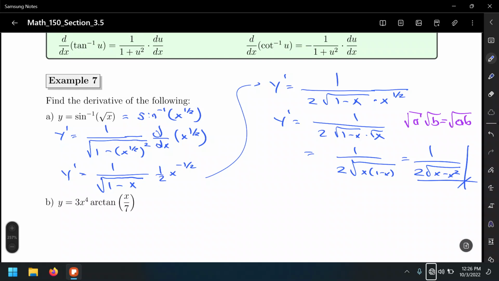Let's have a look at another example, and notice the notation in this case. We can either use the -1, which indicates inverse function, or we can use the arc notation. Either way, you should expect to see both, whether on the homework on WebAssign or on quizzes and exams.